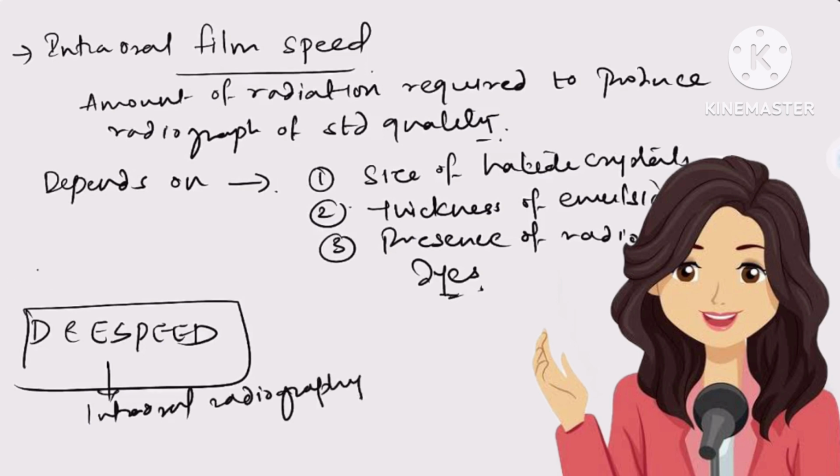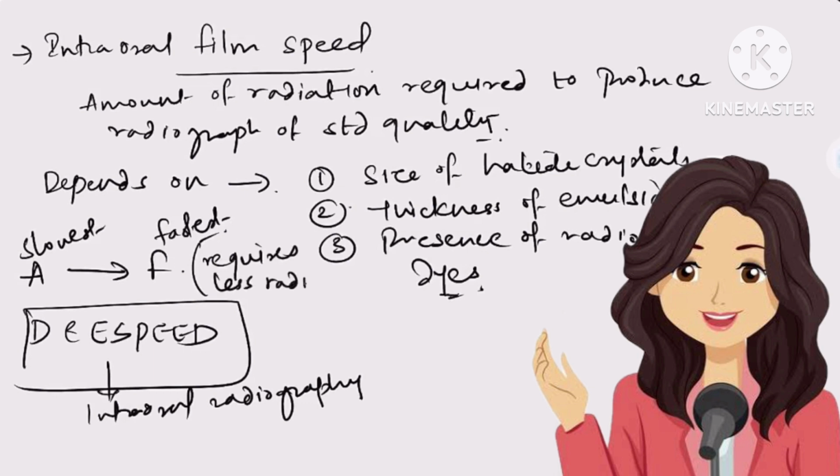Starting with A, it goes to F. A is the slowest speed and F is the fastest speed. So what is the significance of speed? The fastest speed requires less radiation, since halide crystals are larger.